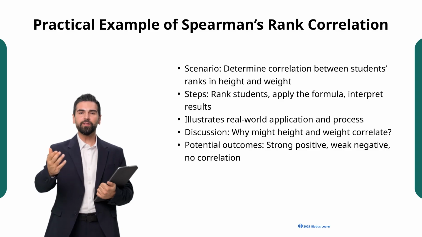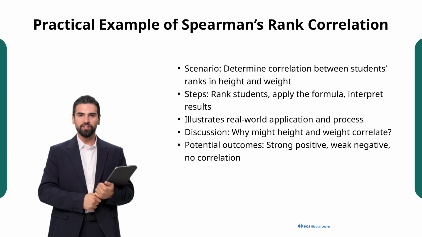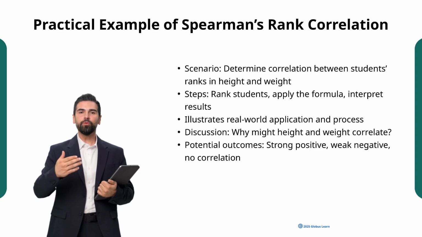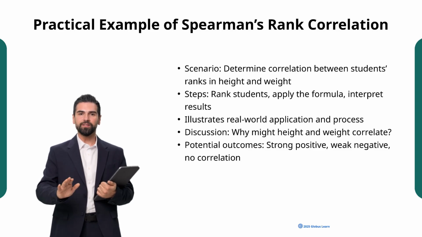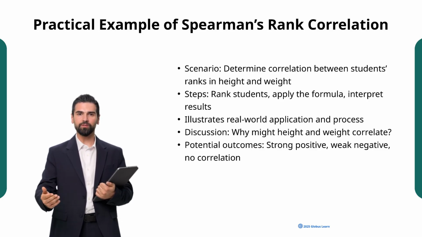Now, what answers do we hope to uncover? Would we find a strong positive correlation, meaning taller students are generally heavier? Or perhaps a weak or negative correlation, suggesting no clear relationship? By analyzing the results, we can engage in meaningful discussions about the nature of these variables. This exercise not only reinforces the formula but also empowers you to apply statistical concepts to real world data, enhancing your analytical skills in everyday scenarios.